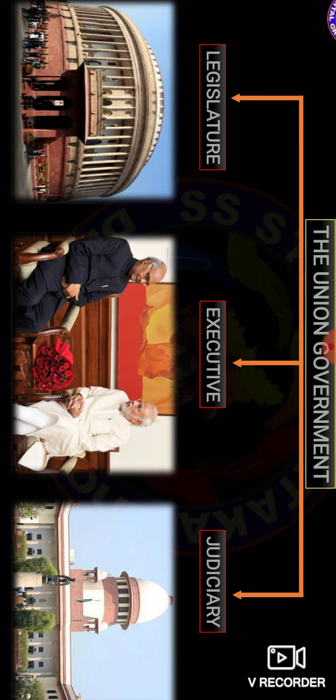The powers of the nation are divided between the center and the state. The central government has been given more power in view of the unity and security of the nation, and during emergencies. It exercises power through the legislature, executive, and judiciary.